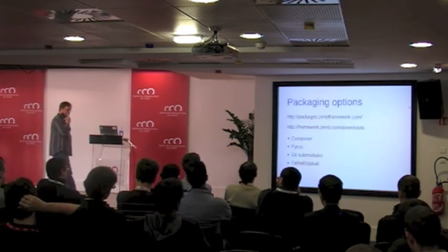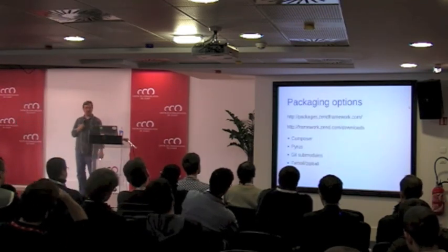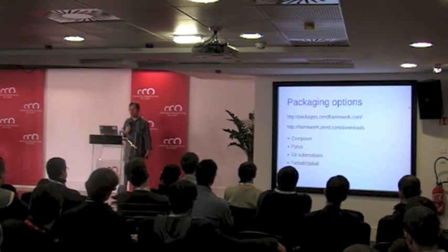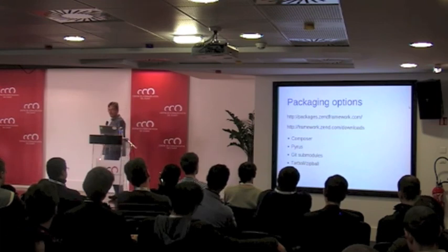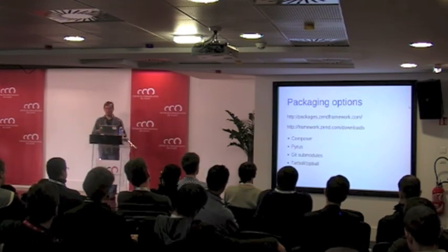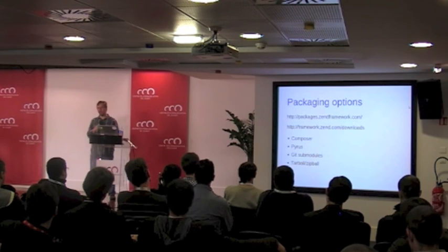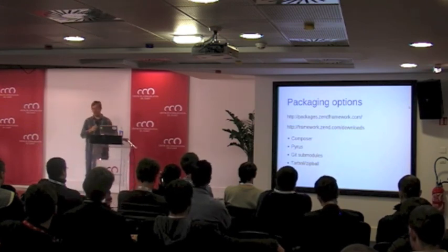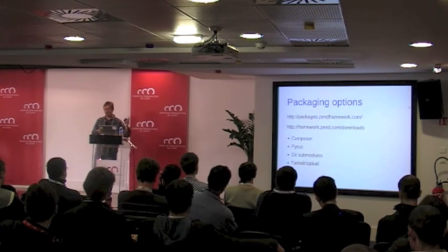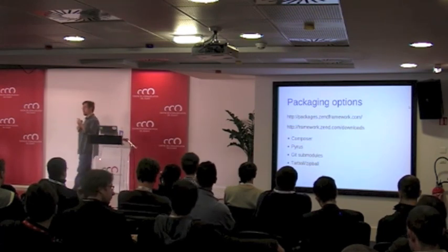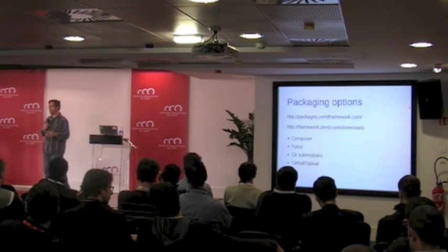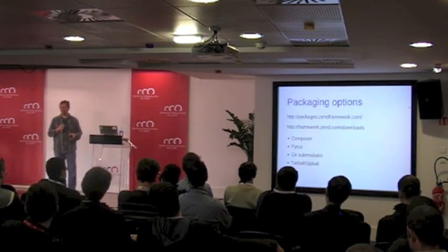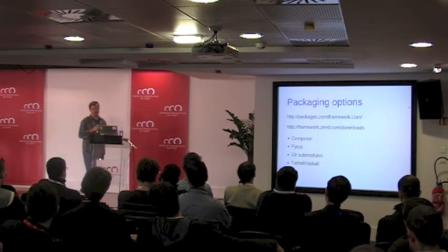So a few miscellaneous things. First off, packaging options. Packages.zendframework.com has a whole bunch of different ones listed. They're also listed on framework.zend.com/downloads. You can install via Composer, via Pyrus, via Git submodule. You can use tarballs and zipballs that we provide. You can install any given component individually with its dependencies with Composer and Pyrus, which is something we always wanted for Zend Framework 1 but never achieved.